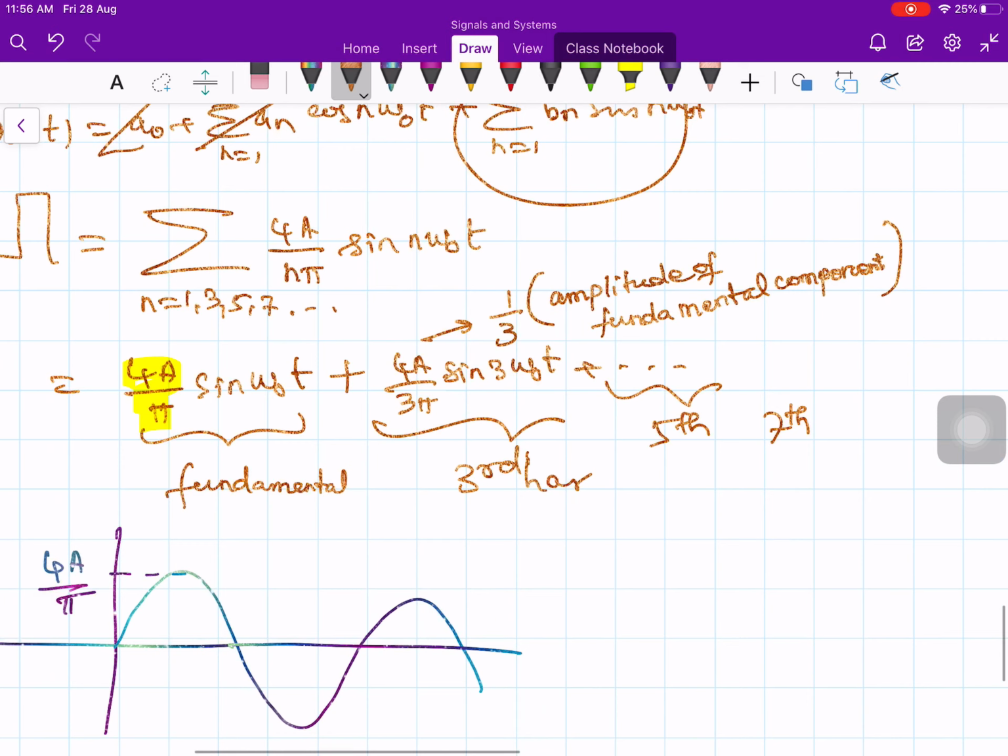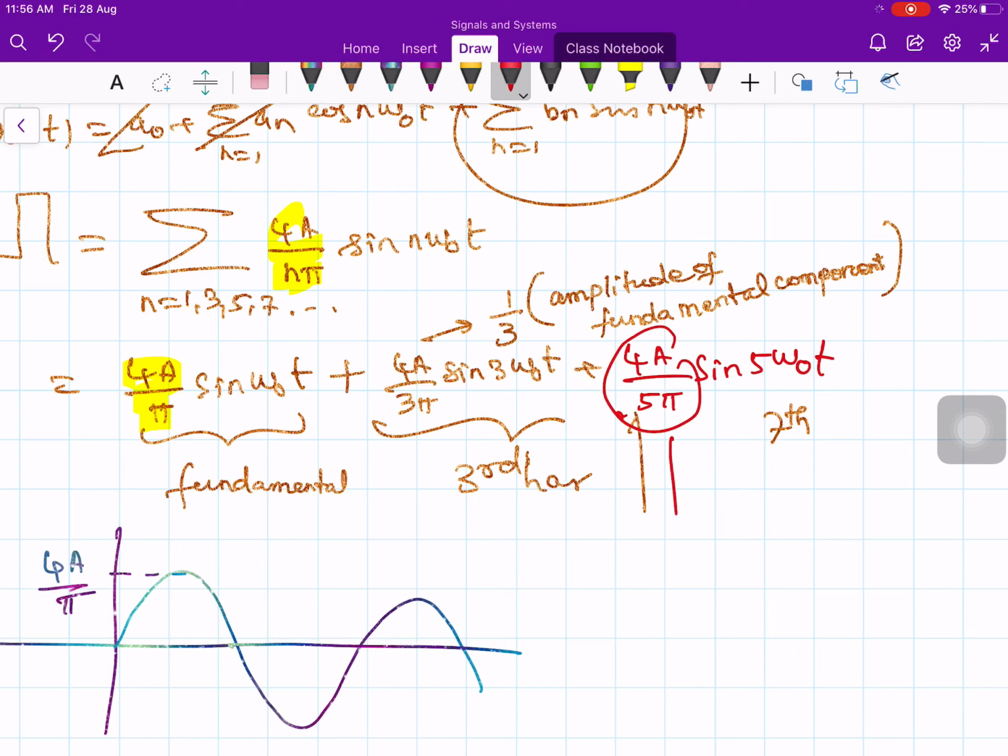And if you substitute the fifth harmonic, then it is going to be 4a over 5 pi. So if you take this expression and substitute n equal to 5, then you will get 4a over 5 pi times sine of 5 omega naught t. That means this amplitude is nothing but 1 over 5 times the amplitude of the fundamental component, because 4a by pi is the amplitude of the fundamental component. Okay.